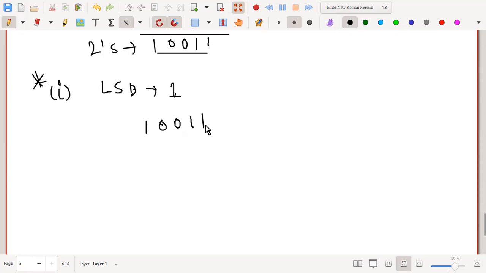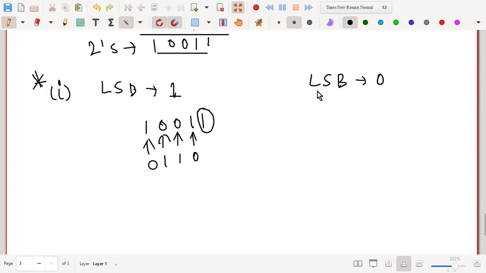For example, here, except this LSB, you need to just change this 1 to 0, change this 0 to 1, change this 0 to 1, and change this 1 to 0. Now this is the case when the LSB is 1. Now in the other case, if the least significant bit is 0, what would you do?